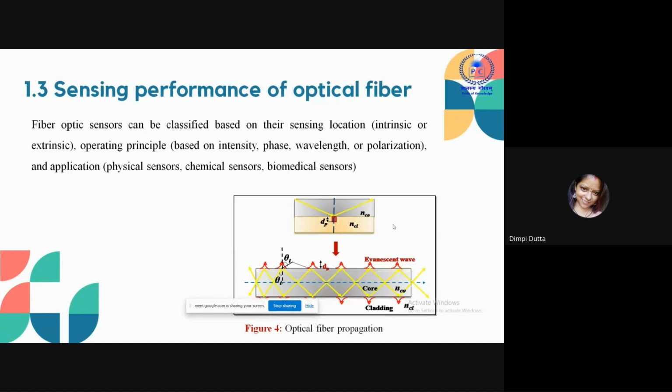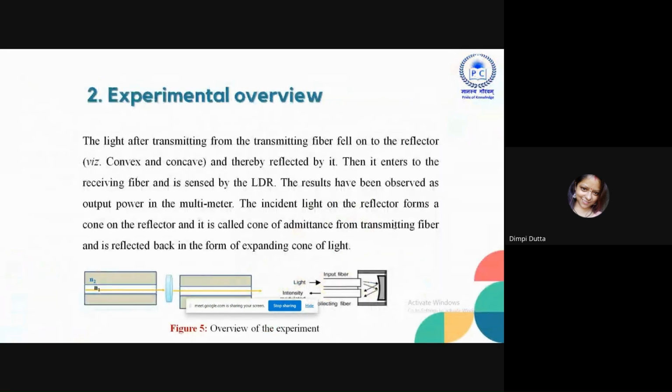In my experimentation, I have used an LDR, a light dependent resistor, and using that I have taken out the information in terms of intensity. First of all, in the experimental overview, I would like to point out that I have used two optical fibers, one as a transmitting optical fiber, and another one as a receiving fiber.